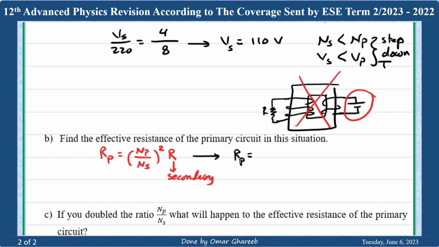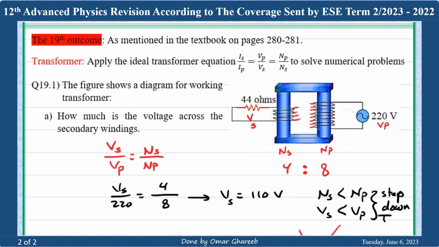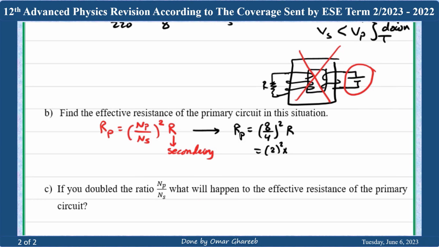So RP equals NP over NS, it is like 8 over 4, okay? Squared times R. 2 squared times R, the resistance in the secondary circuit, it is 44 ohms. Here it is, 44 ohms. So put here 44. 44 times 4, if you remember the multiples of 44, it is 176 ohms.